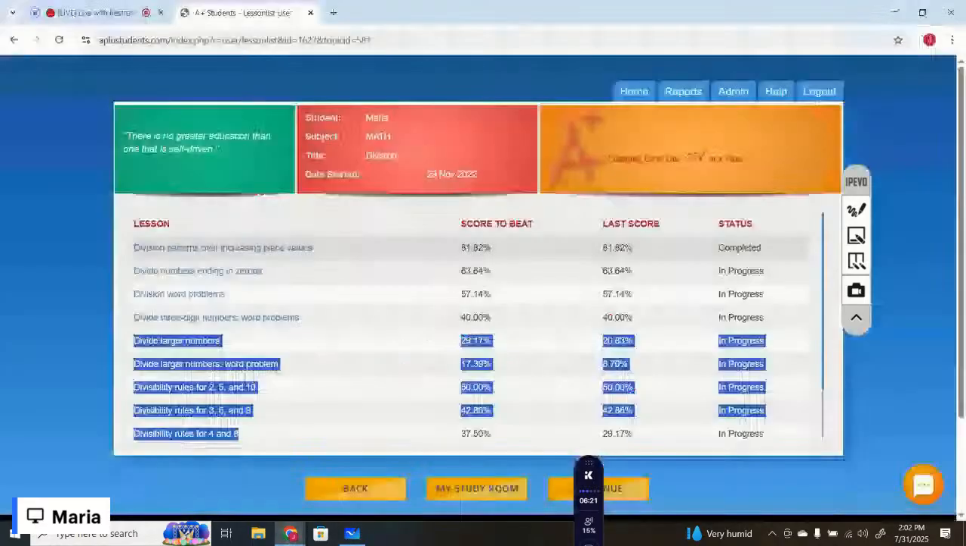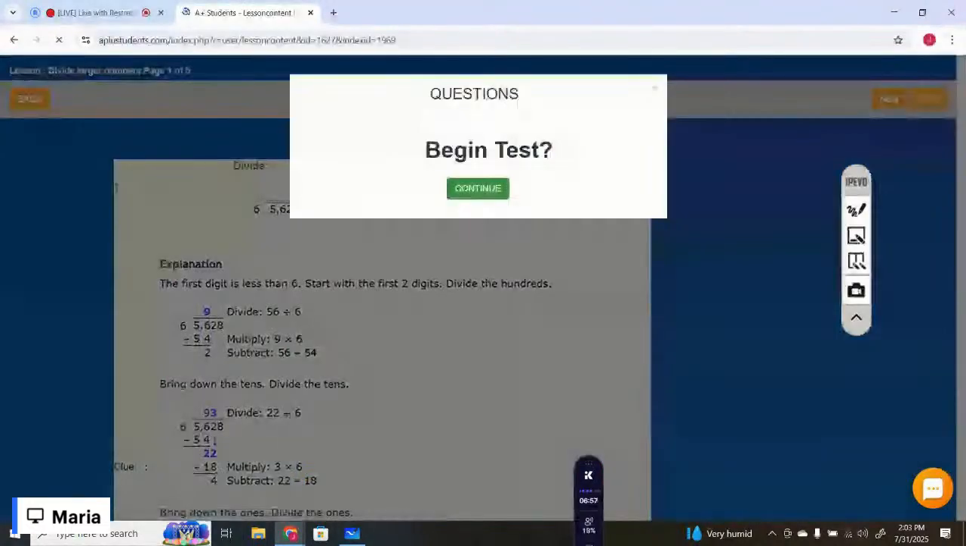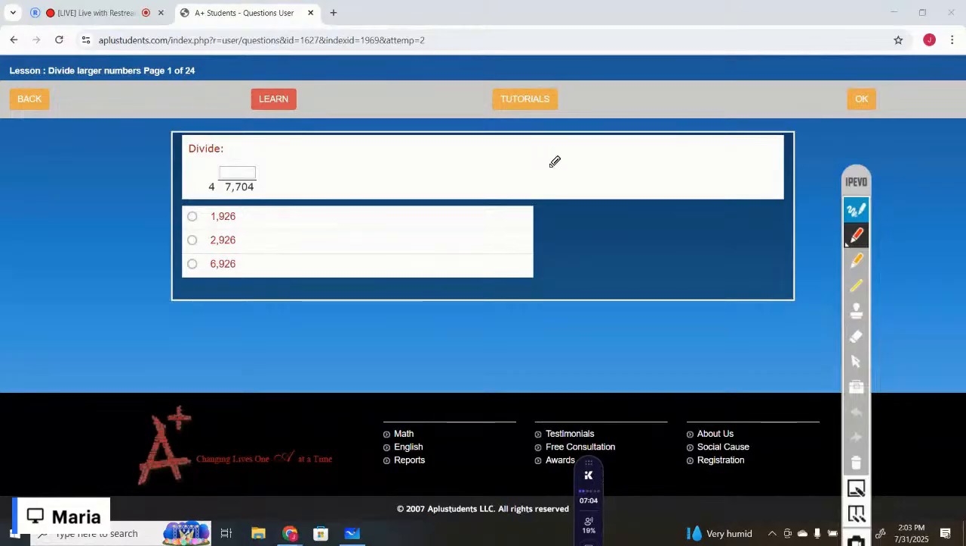Okay, here I'm on grade 3 math. The chapter we're on right now is division. Let's just start with the first lesson, that is divide larger numbers. First example. Okay, let's just start with the test questions. I will solve plain. 7,704. Let's just divide it by 4.